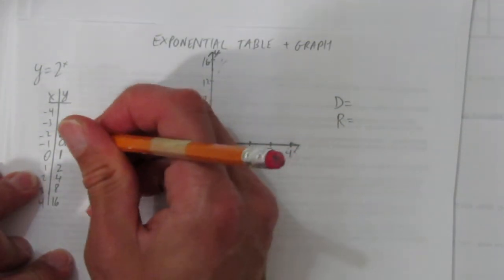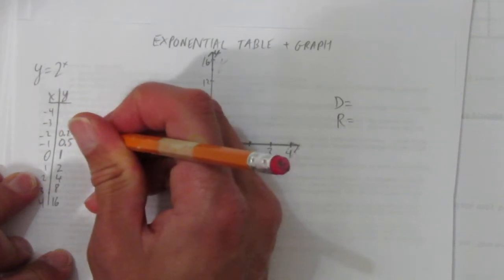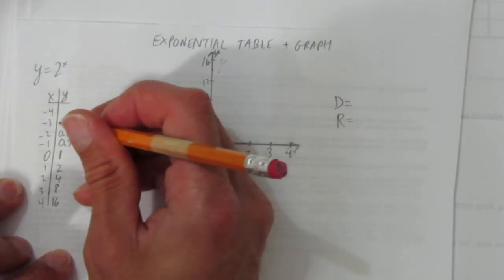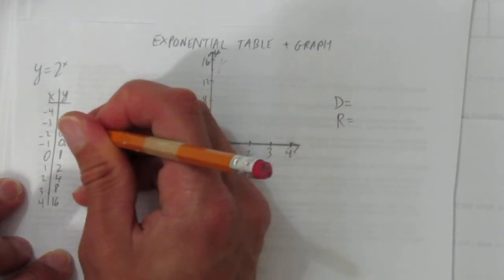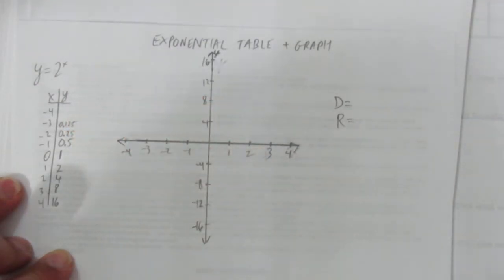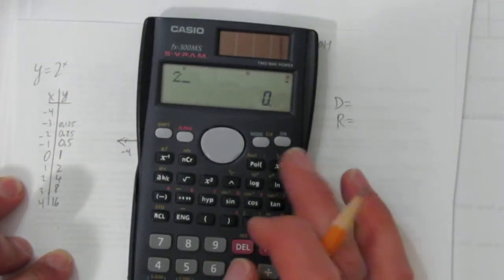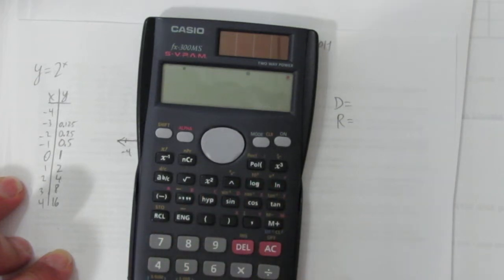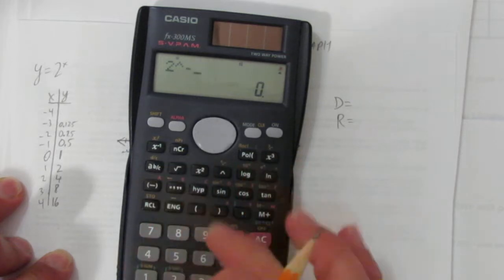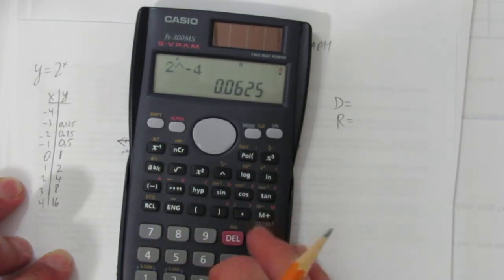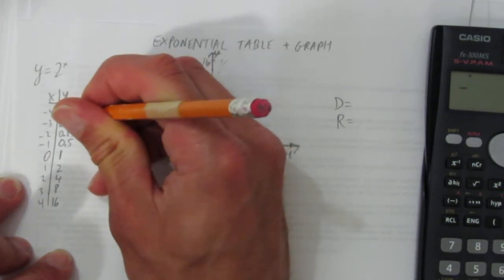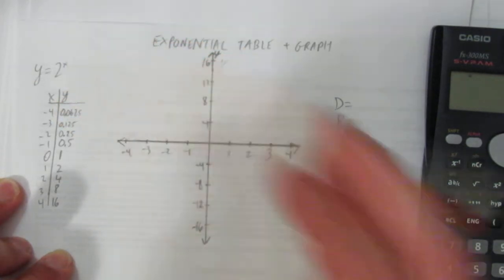2 to the power of negative 2, that's going to be 0.25. What's 2 to the power of negative 3? If you can't see the pattern, a quarter split in half. What's half of 25? 12.5, or 0.125. Check it. What's 2 to the power of negative 3? 0.125. What's 2 to the power of negative 4? 0.0625. We got our table. That's it. All I did was sub in.